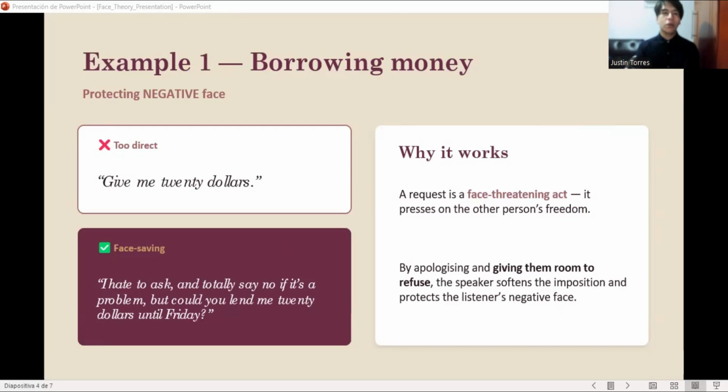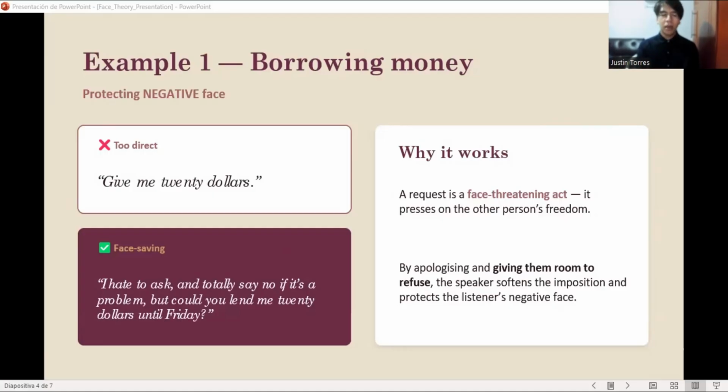Now, here we have an example, which is borrowing money. Imagine a normal life situation where you need to borrow money from a friend. A request is a face-threatening act. It presses on the other person's freedom to choose. So instead of directly saying, give me $20, Ava says, hey, I'm so sorry to bother you. Please, just say no if it's awkward. Is there any chance you could lend me $20 until Friday?